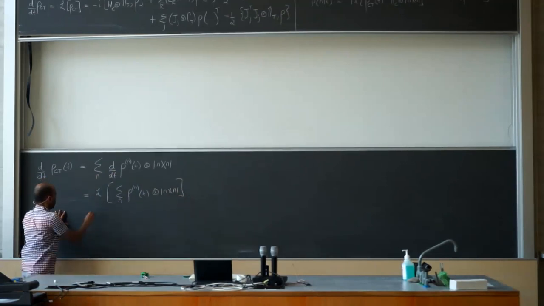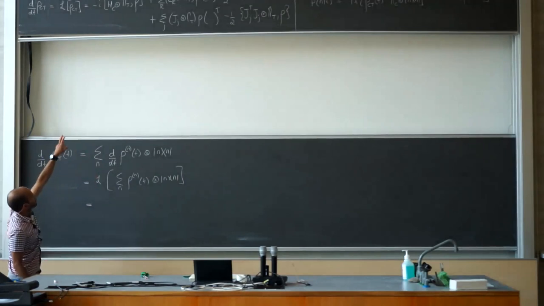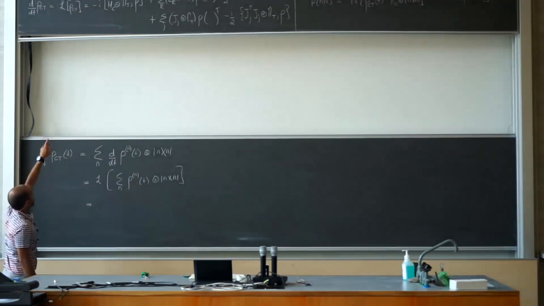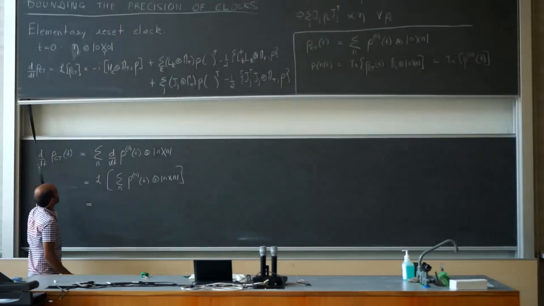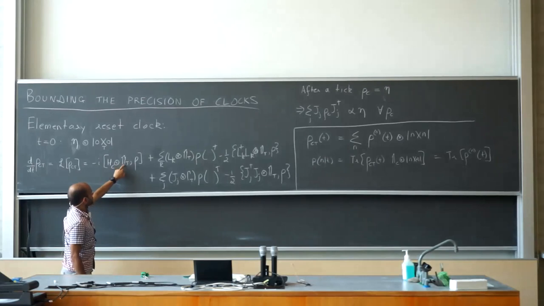Okay. And now what I do is, the Lindbladian is a linear operator, so I can take each of the terms in the Lindbladian and apply it to the terms inside here. And what I see is that the Lindbladian has two types of terms. Essentially, the first type is the one that does not change the register. So this does not change the register because it's identity.